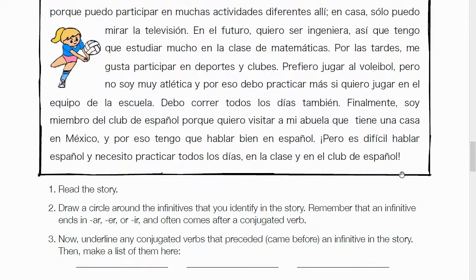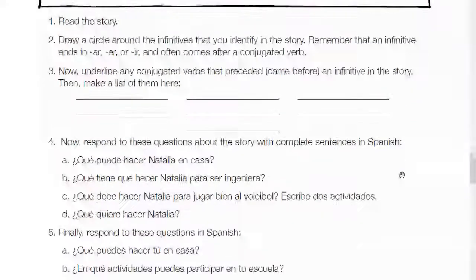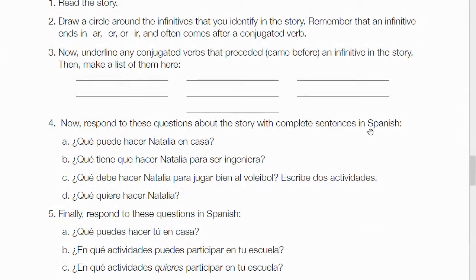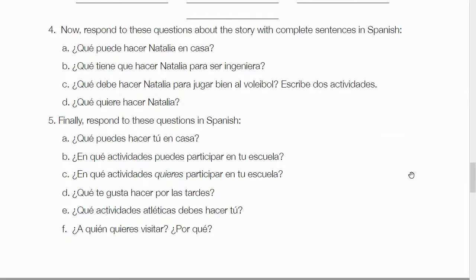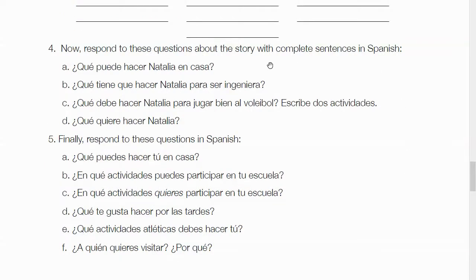Yes, ma'am. Number four and five, do we write them in English? Spanish. I just wanted you to think, how do I respond in English? But no, they need to be in Spanish. So basically, you need to be writing the conjugated verb and then an infinitive after that.